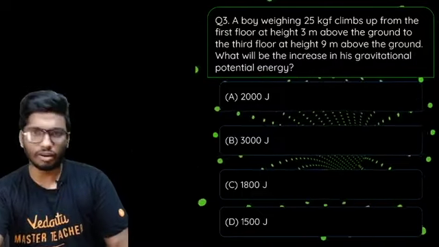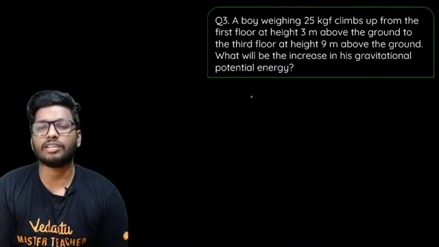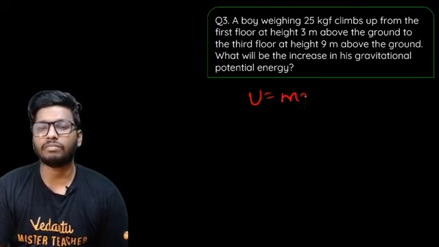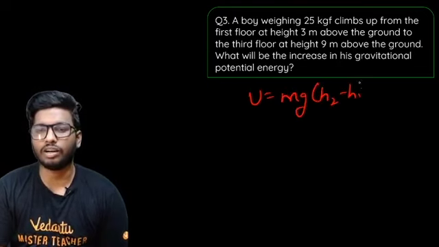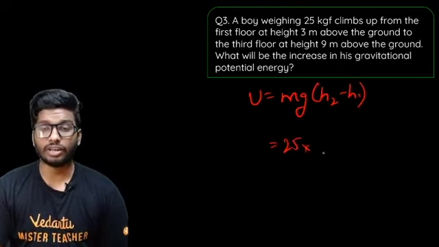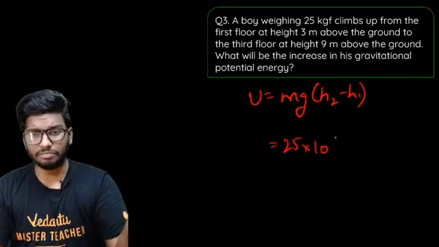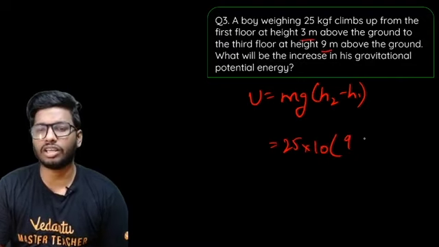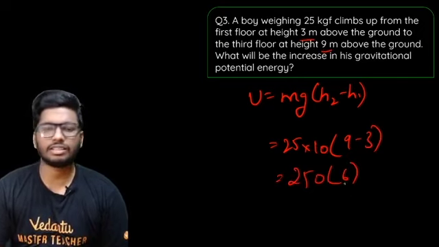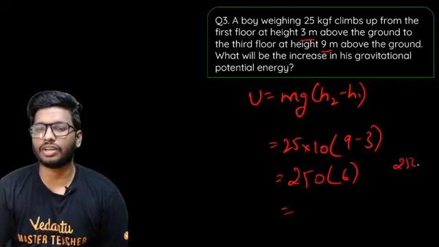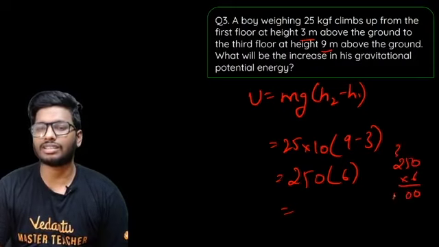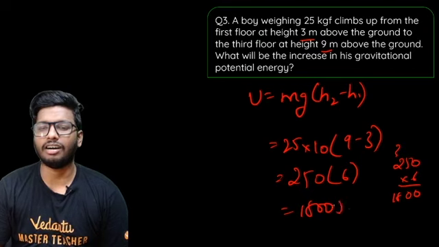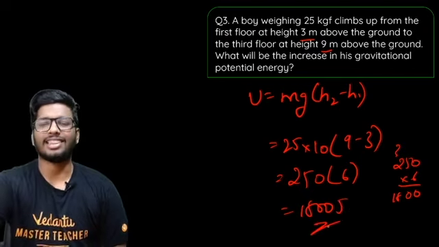Now, you can directly use the formula for this one. What is the formula? I just told you, U is equal to mg(h2 minus h1). What is m? 25. What is g? I'll take it as 10. What is h2? H2 is 9 meters. H1 is 3 meters. So that's 250 into 6. So how much is 250 into 6? 250 into 6, 3 sixes are 18, so 1800 joules. That'll be the answer for this question.